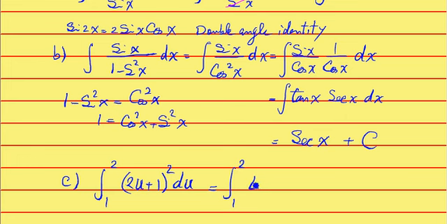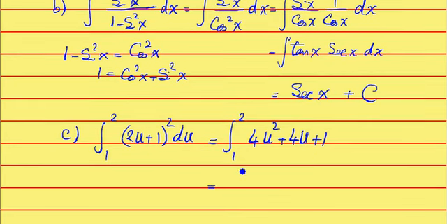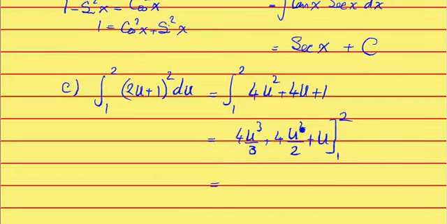The integral from 1 to 2 of 4u squared plus 4u plus 1. The antiderivative is 4u cubed over 3, 4u squared over 2, and u, and then that has to be done between 1 and 2. So I plug 2 in this: 8 times 4 is 32 thirds. Plug 2 in this one, that's going to be 16 halves. Plug 2 in this one, that's just 2. And then plug 1 in these things, so I get 4 thirds, and then 4 halves, and a 1.